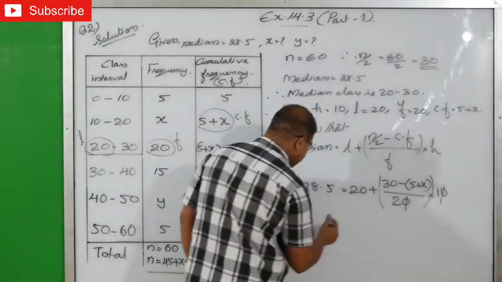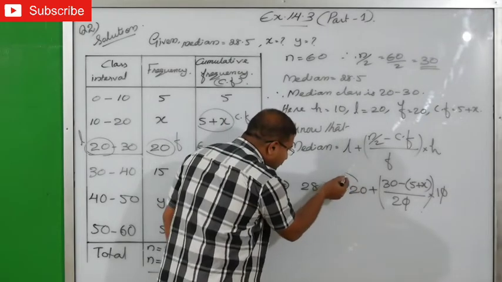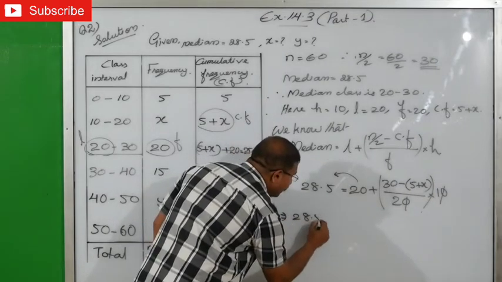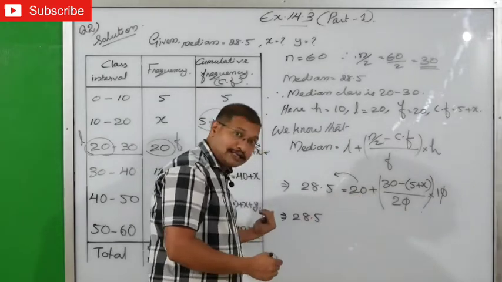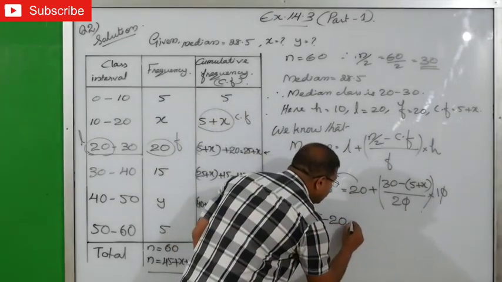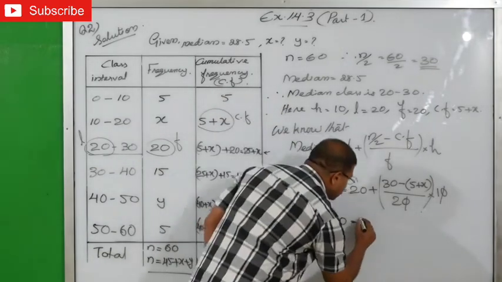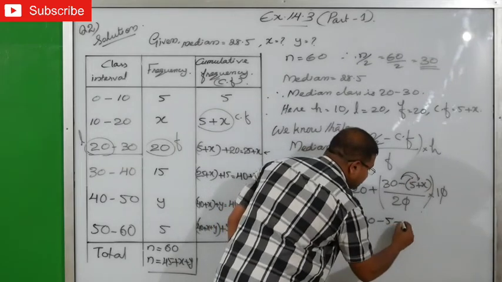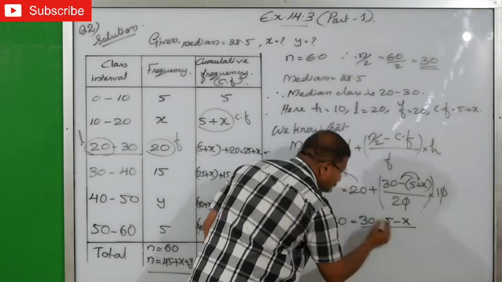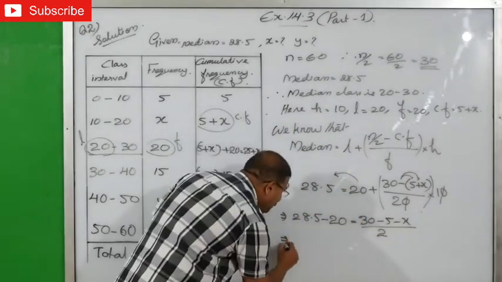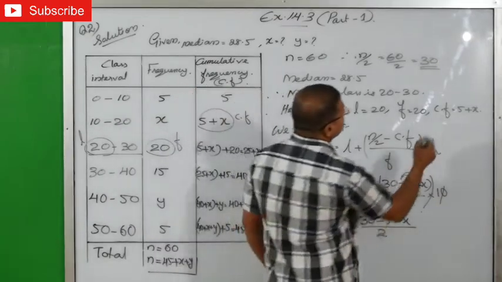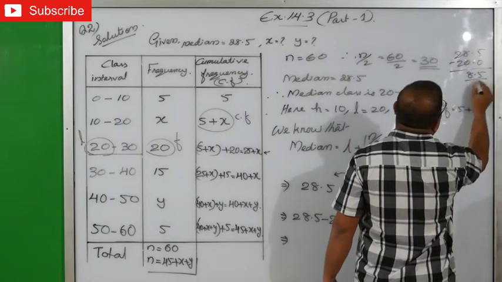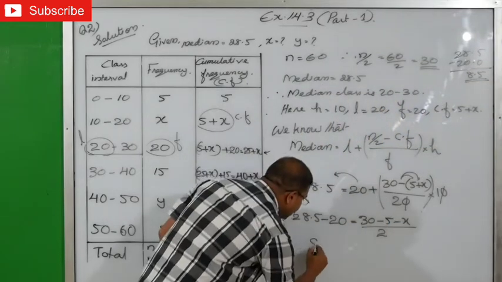Now next step, I'll be bringing this 20 to the other side. That means 28.5, this 20 goes to the other side, it will be minus 20 equals 30 minus, opening the bracket, minus 5 minus x divided by 2. Now 28.5 minus 20, what will you get? 8.5. So we'll write here 8.5.